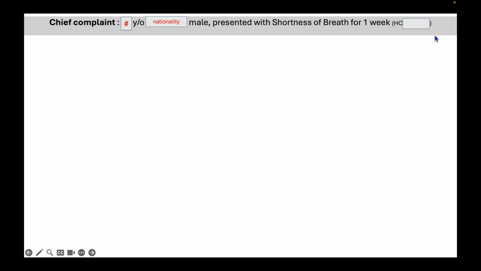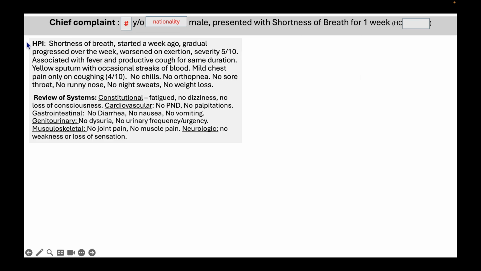And then you have to put in the HPI, which I got rid of for this video. Okay, so the patient had shortness of breath. Now you have to analyze this shortness of breath, using SOCRATES or whatever. So for how long? A week ago, gradual, and then worsened on exertion: what makes it worse, what makes it better, severity. And then you end that analysis with the associated symptoms.